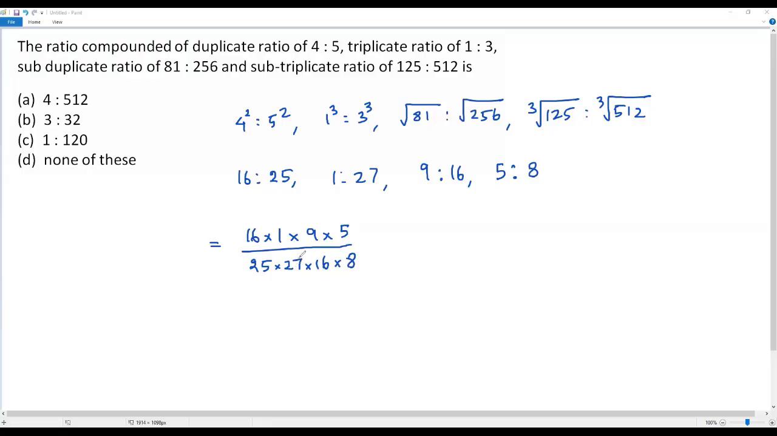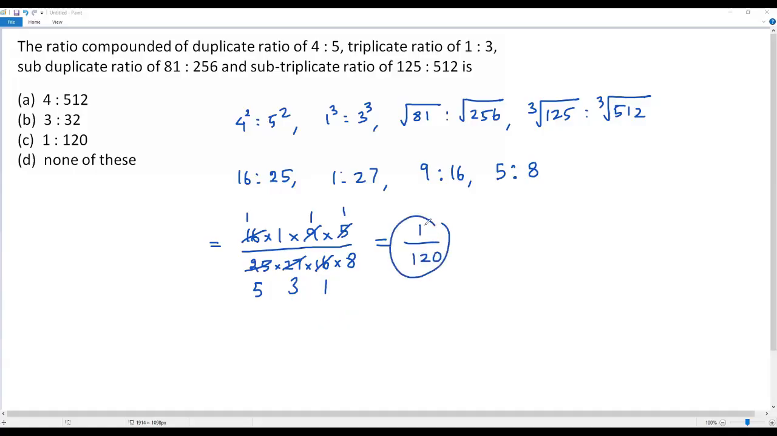Okay, now we can do some simplification over here. 16 goes into 16 one time, 16 goes into 16 one time, and 9 goes into 9 one time, 9 goes into 27 three times, 5 goes into 5 one time, 5 goes into 25 five times. Okay, that's all the simplification we can do. Now we can multiply the numbers in the numerator. 1 times 1 is 1, 1 times 1 is 1, 1 times 1 is still 1 in the numerator. Now let's multiply the numbers in the denominator. 5 times 3 is 15, 15 times 1 is 15, 15 times 8 is 120.